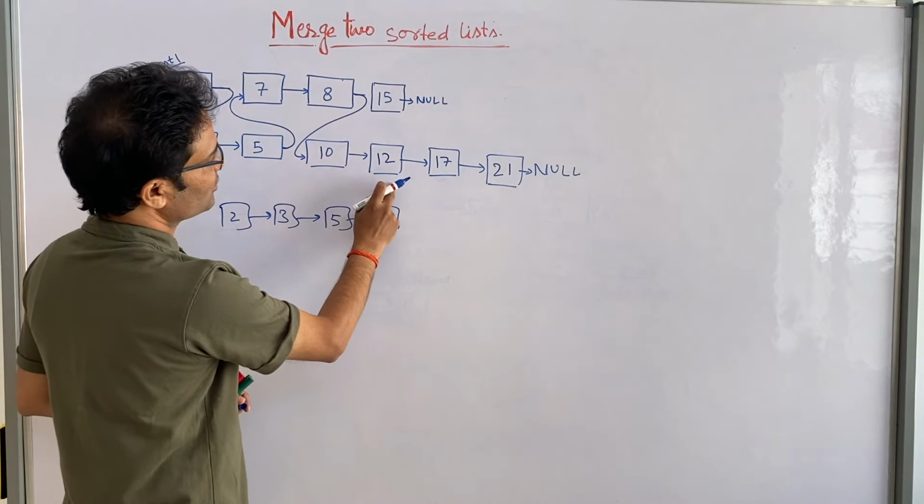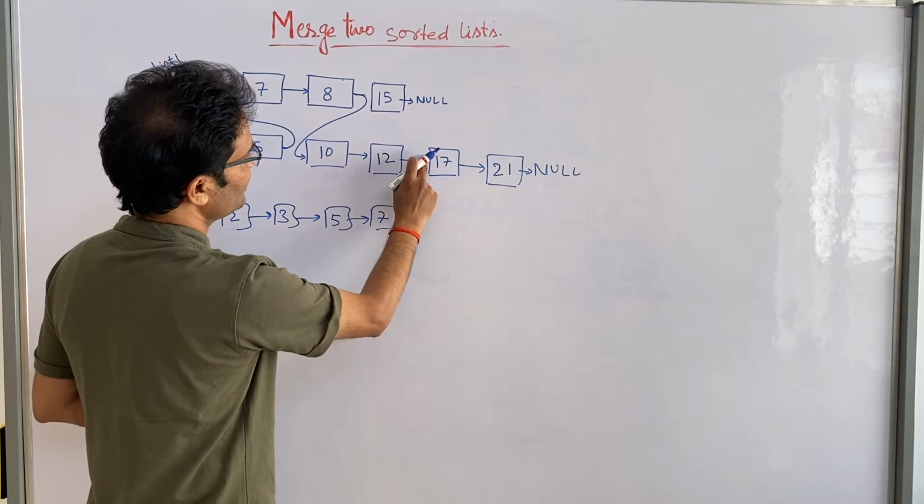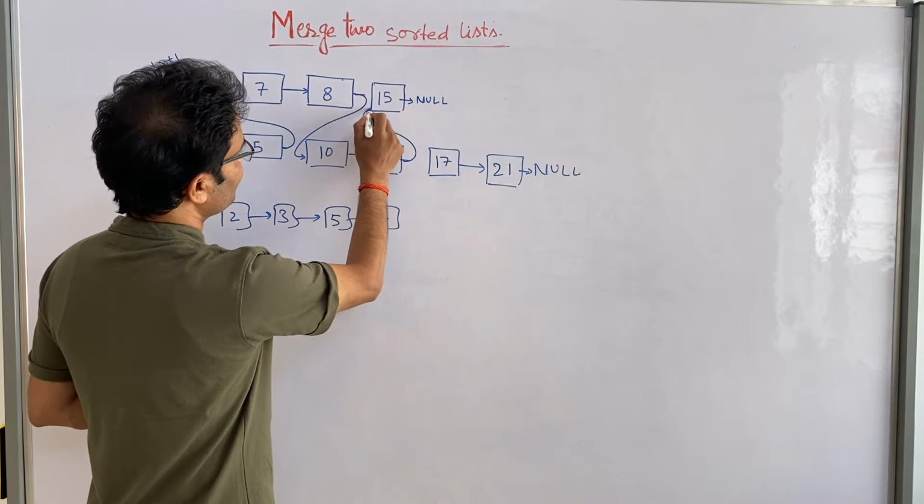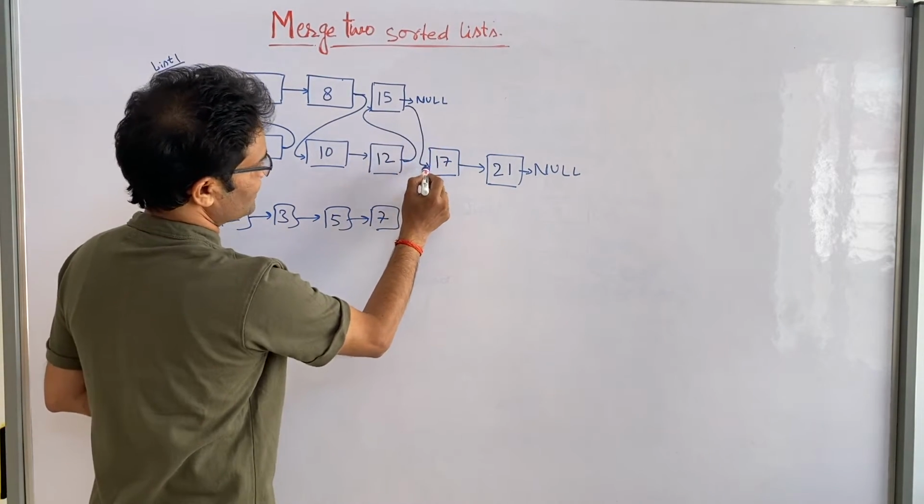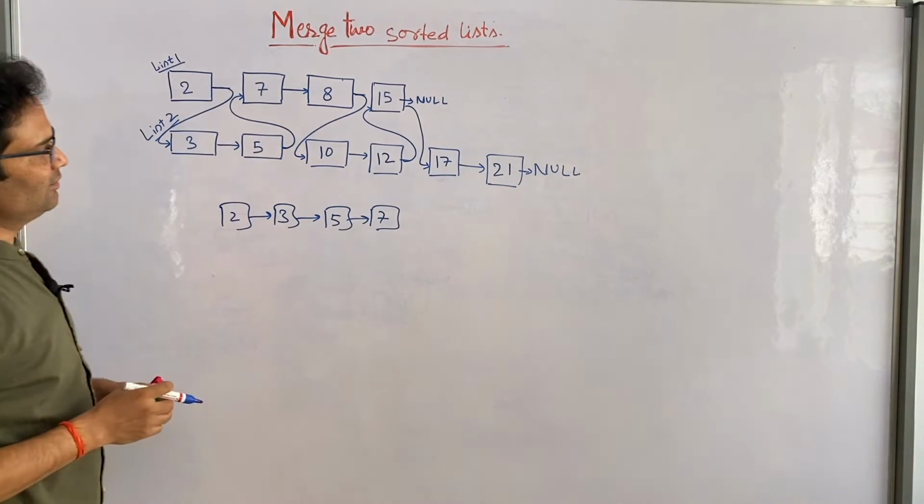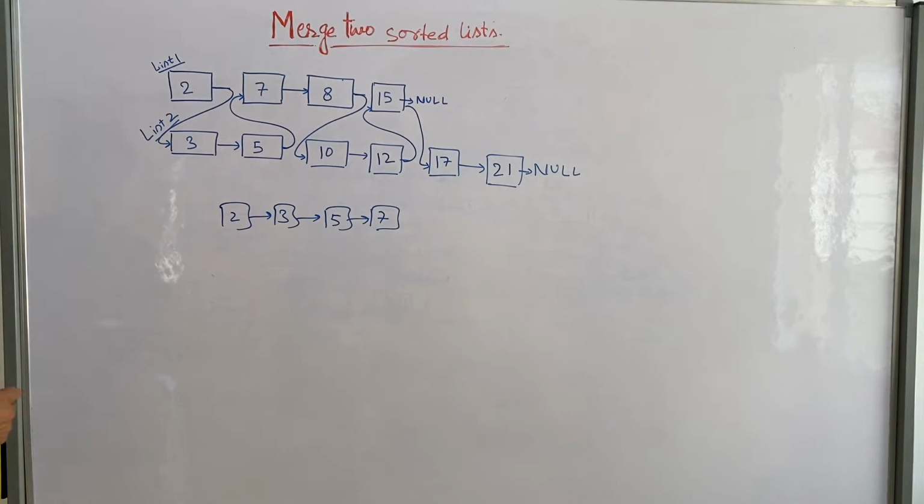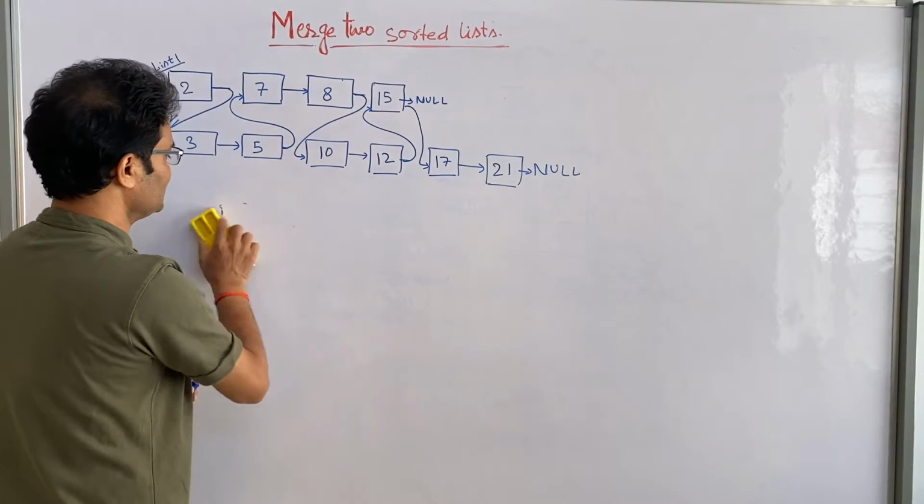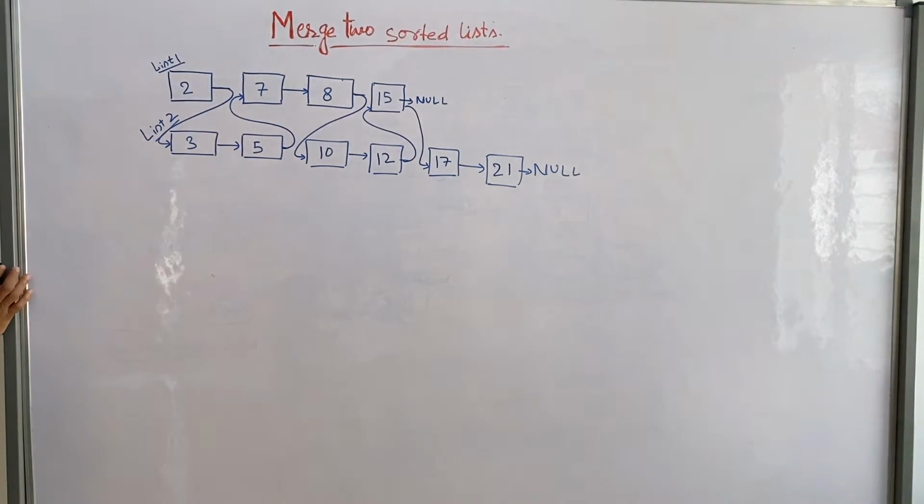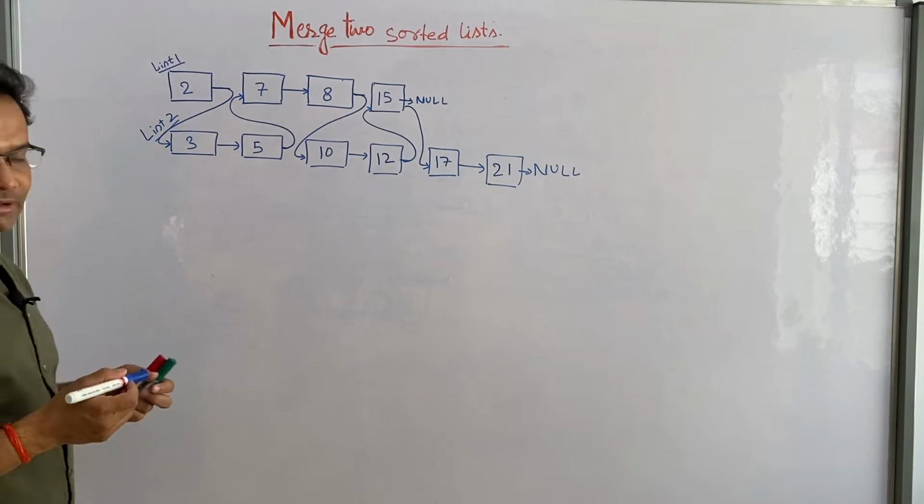After 10, 12 is okay. After 12, 15 should be there. So I will disconnect like this and connect here, and after 7 I will just connect this because this is already sorted, right? So in this way, there is no need to create an additional third linked list. We will just merge the given two. So how will you do that?